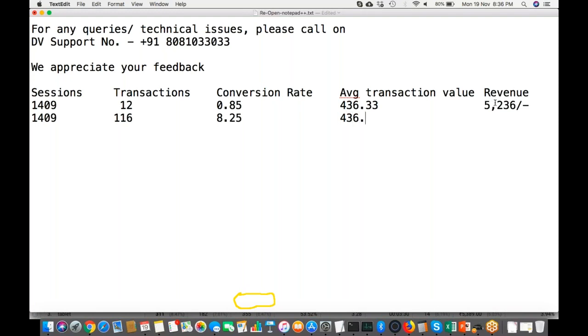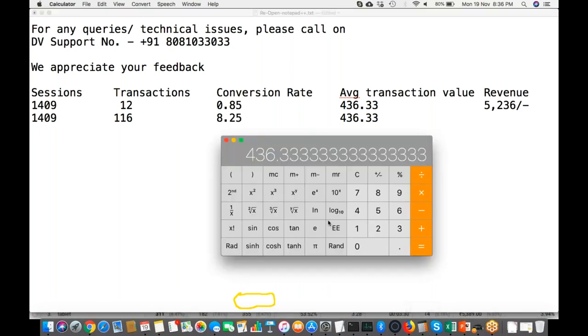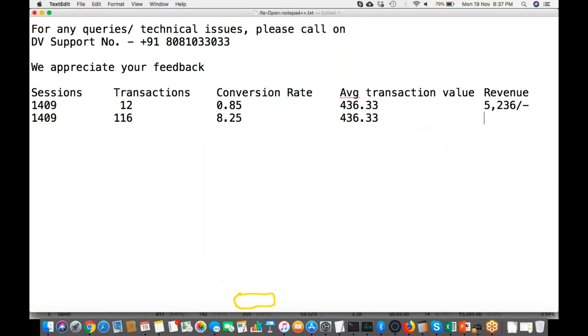If you still have the average transaction value of 436.33, what will be the revenue? You tell me. Now you multiply this with 116. 436.33 into 116. So 50,614. Sorry, I made a mistake earlier. Okay.